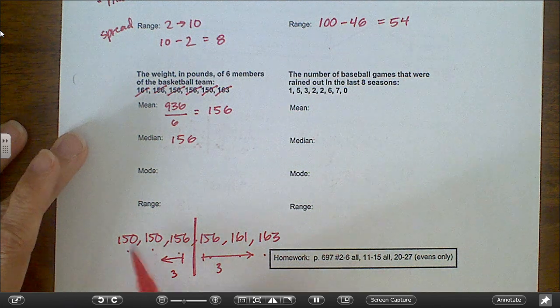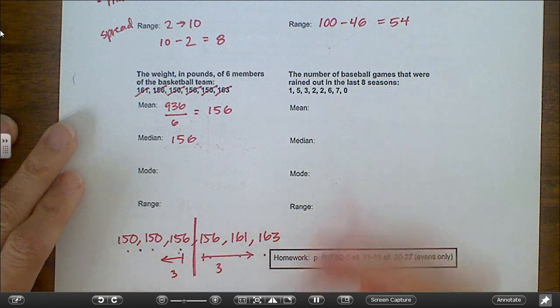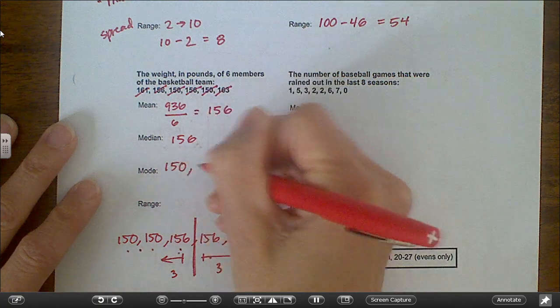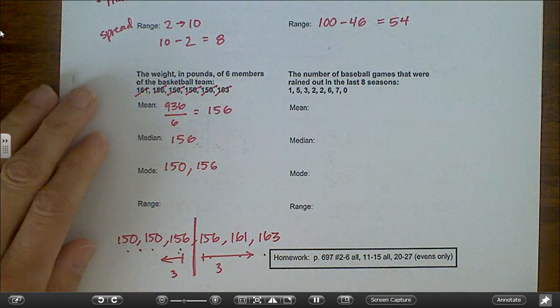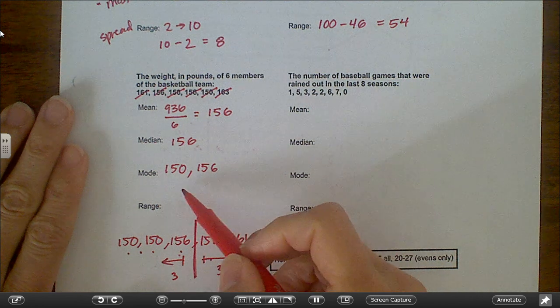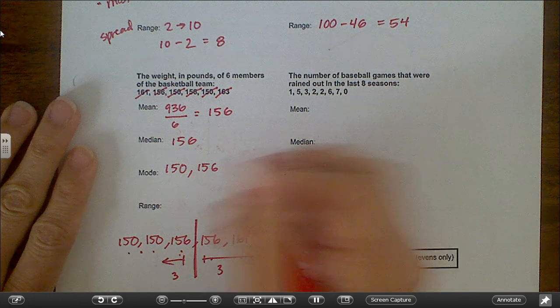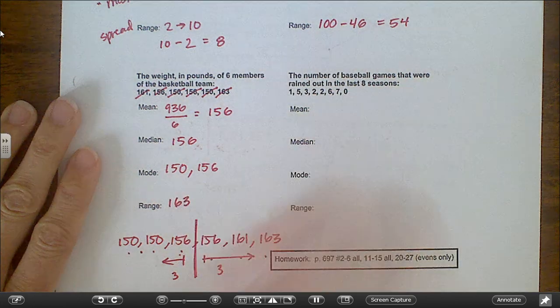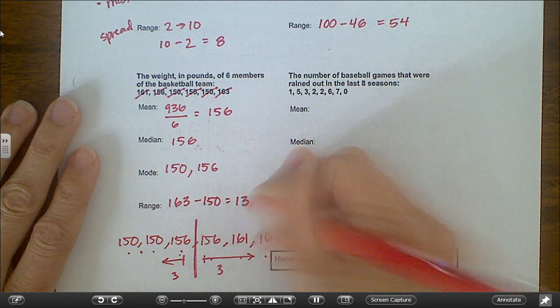My mode, so 150 appears twice, 156 appears twice. So those are both my modes. And when you have 2 modes or more than 1 mode, you really should write those in order. So 150 comes first, 156 comes next. My range is 163 is my top, 150 is my bottom, so my range is 13.